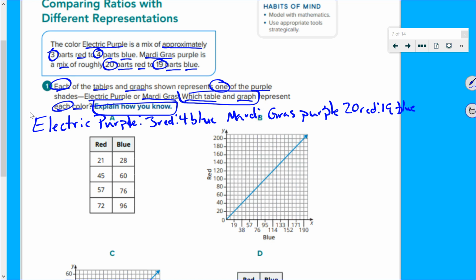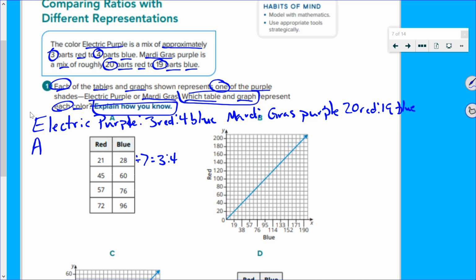So for my table, what can I divide 21 and 28 by? Divide them both by 7 gives me 3 to 4. So which one is that? That's electric purple. So I know electric purple is A.